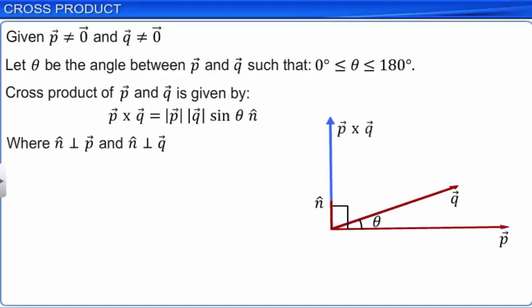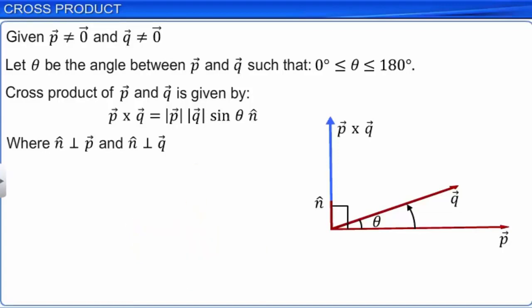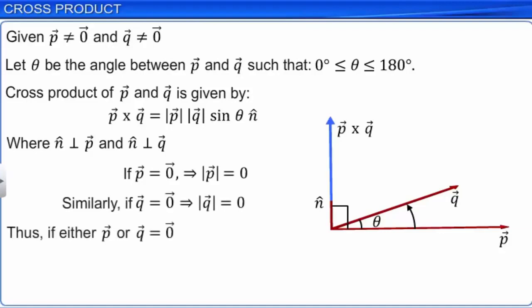Note that unit vector n acts along the vector equal to the cross product of vectors P and Q. Since the cross product of two vectors is also a vector, it is also called a vector product. Thus, vectors P, Q and n form a right-handed coordinate system that moves in the direction of n when it rotates from vector P towards vector Q. Note that if either vector P or vector Q is a zero vector, their cross product is also a zero vector.